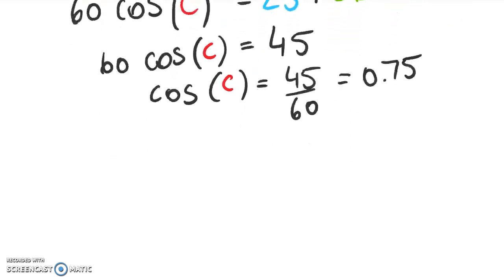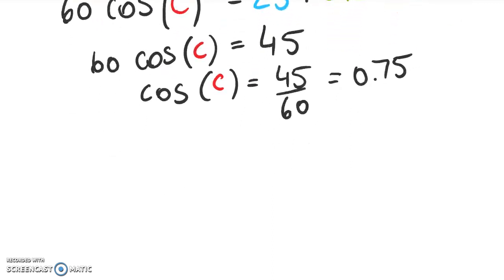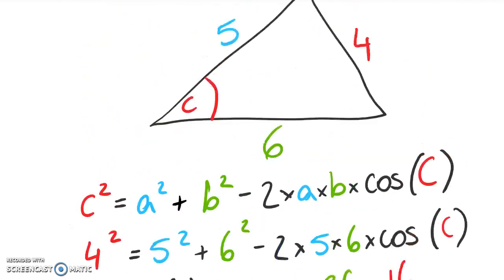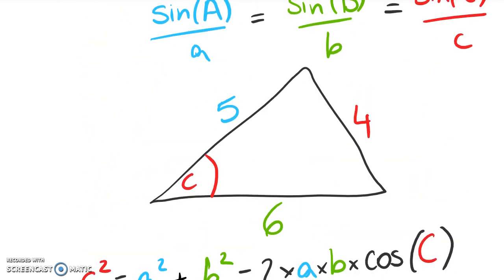So now we'll use inverse cos, or arc cos, to calculate what C is. So C has to be equal to inverse cos of 0.75. And when we plug that into our calculators, making sure we're in the degrees setting, we get that C is about 41.4 degrees. Okay, so if we have a look back to our diagram, that angle C there is about 41 degrees.